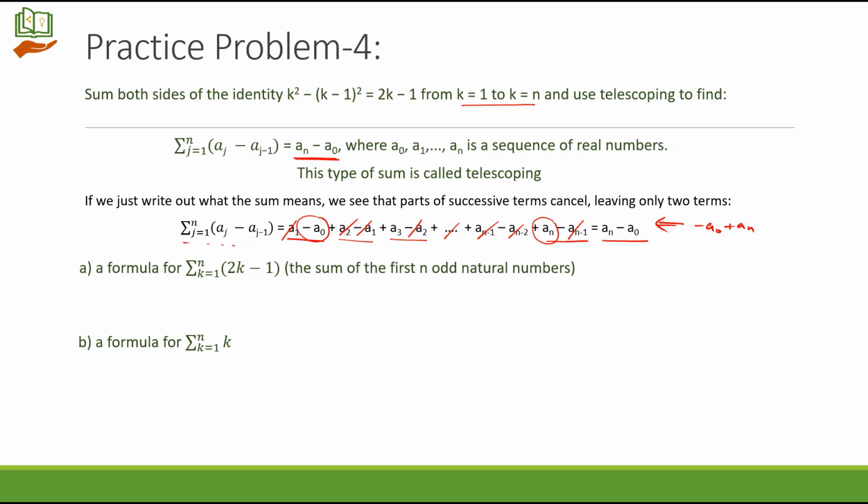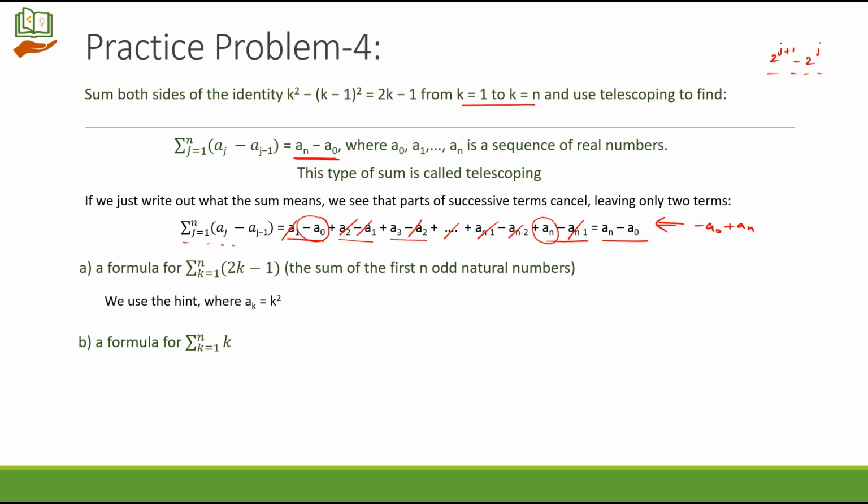So previously when we had 2 power j plus 1 minus 2 power j, this is also the same way telescoping works. That's why they compared it to telescoping series. Now let's get into the first subdivision of the problem. A formula for the summation from k equal to 1 to n of 2k minus 1. The sum of the first n odd natural numbers is what they have asked.